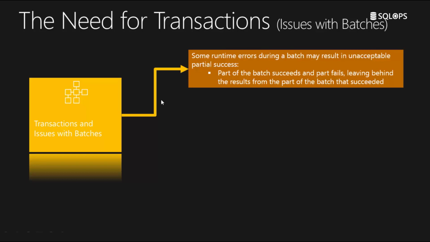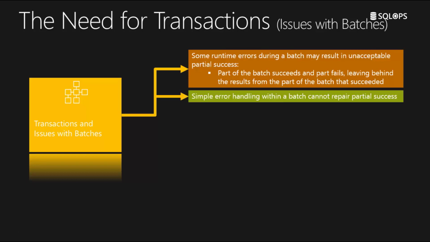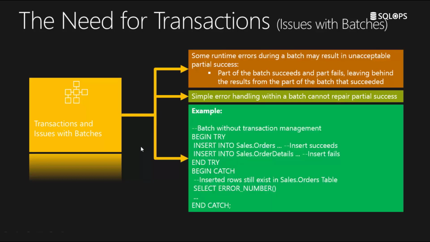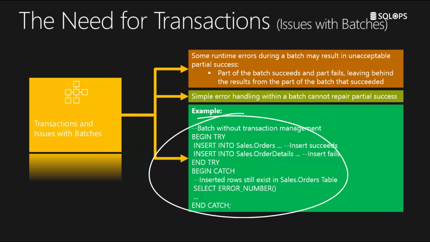Partial success of a batch may result in unacceptable results and simple error handling within a batch cannot repair this partial success. For example, in the batch that you see here, if there is a syntax or a name resolution error, the entire batch will error out and none of the code gets executed. But runtime errors only occur once the batch has been submitted, parsed, planned, and compiled for execution. In this example, since it is a runtime error, we want to prevent execution of all the statements if one of the statements throws an error.